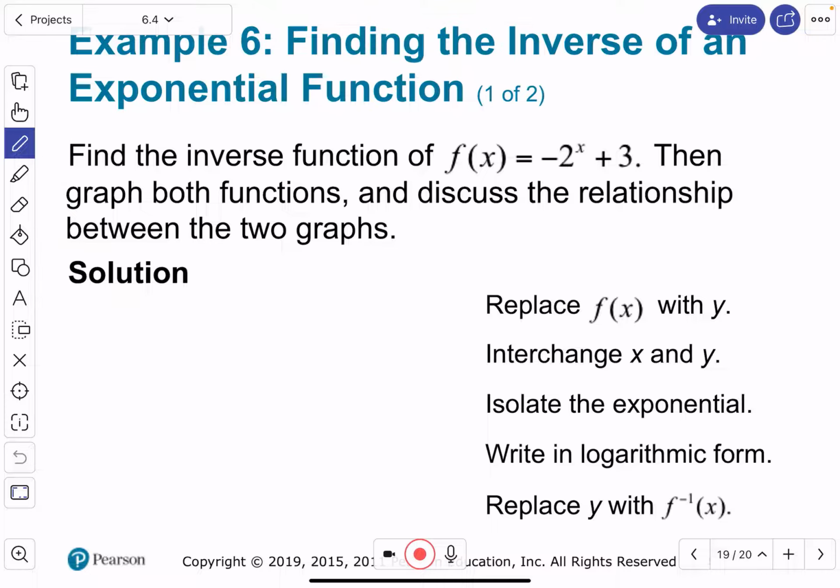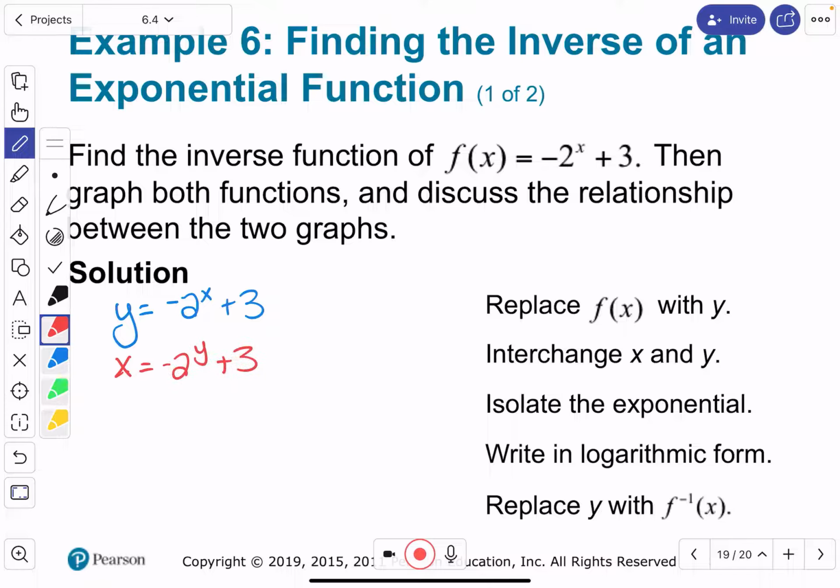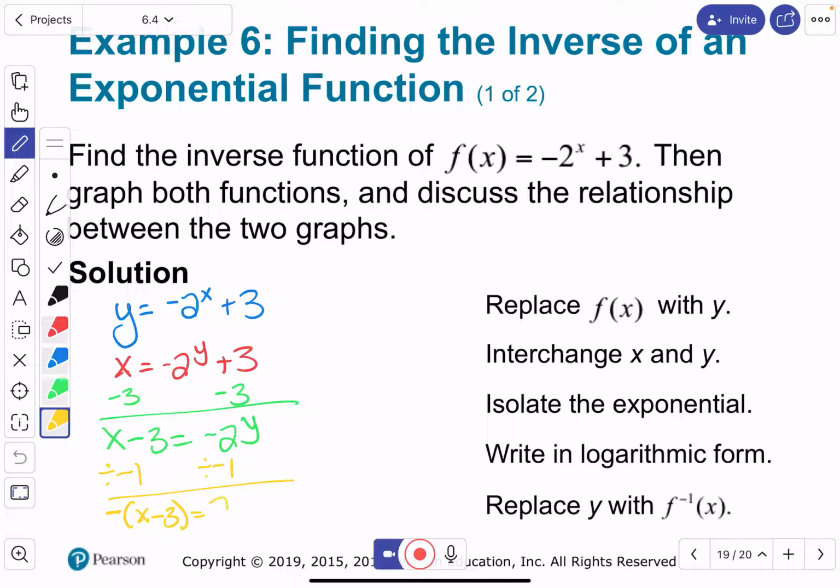Inverse function. So we're going to start the same thing. Rewrite it with f of x as y. Switch the x and y, so x equals. Now we want to get our exponent alone, so I'm going to subtract 3 from both sides. It's always good to divide by that -1, just to keep it positive. So we'd have negative x minus 3 equals 2 to the y.